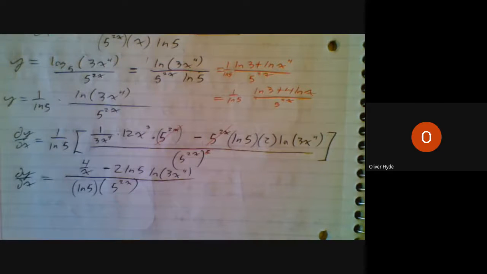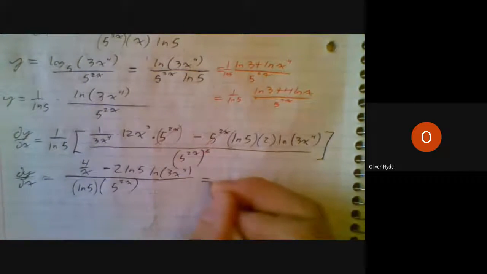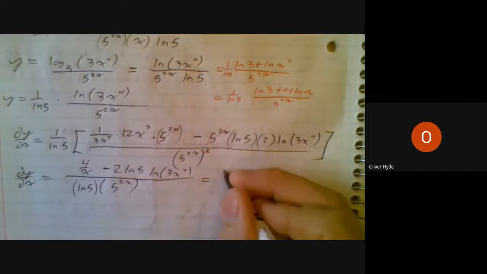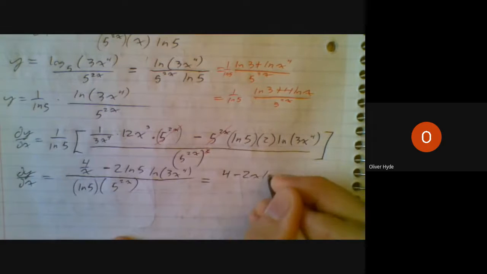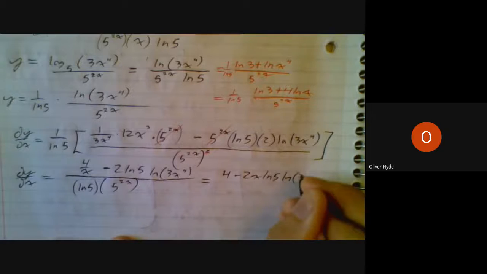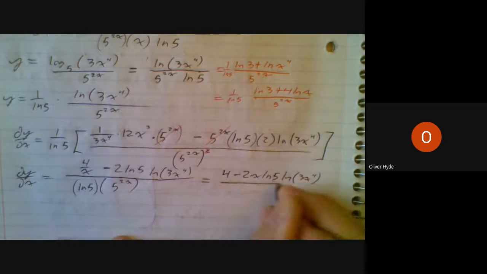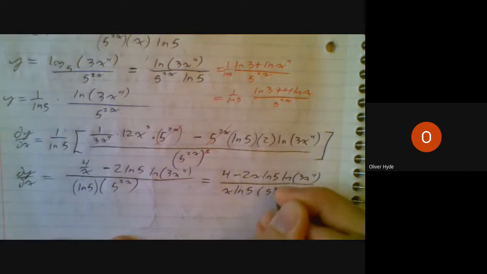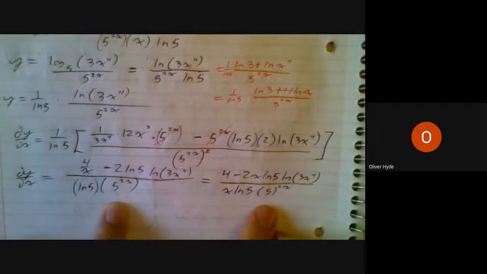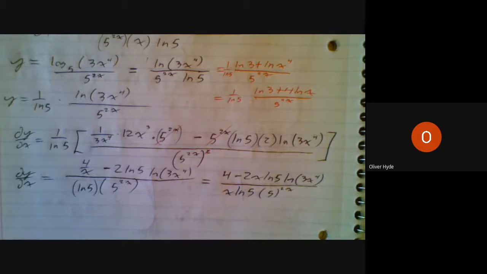Okay. And now we're one step away: just multiplying the numerator and denominator by x, since I shouldn't have fractions in fractions. I get 4 minus 2x ln 5 ln 3x to the exponent 4, all over x ln 5 times 5 to the exponent 2x. I'm being inconsistent with the way that I'm writing my brackets, sort of on purpose to show you that there are many different ways of writing the same expression. Okay. It is a heavy question.